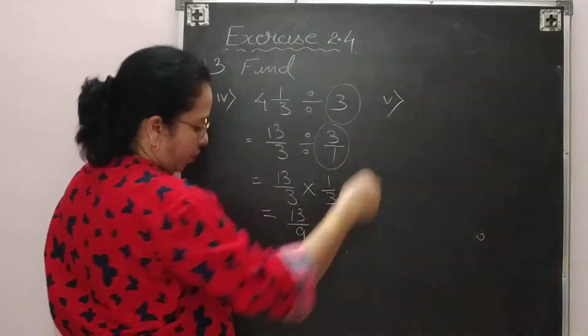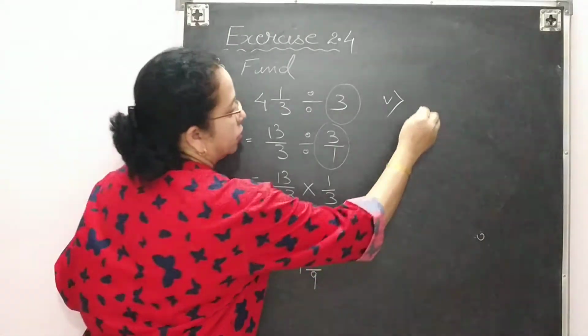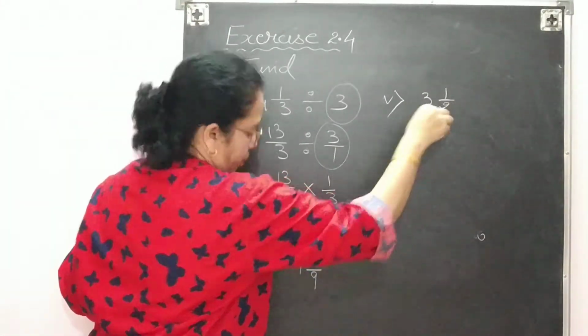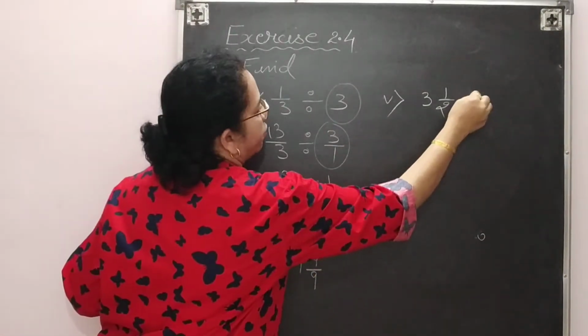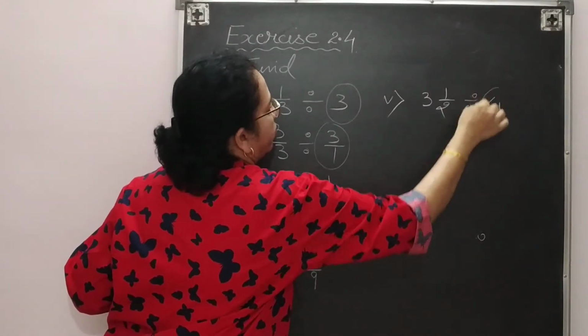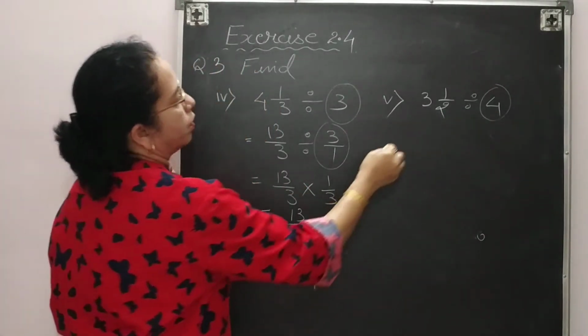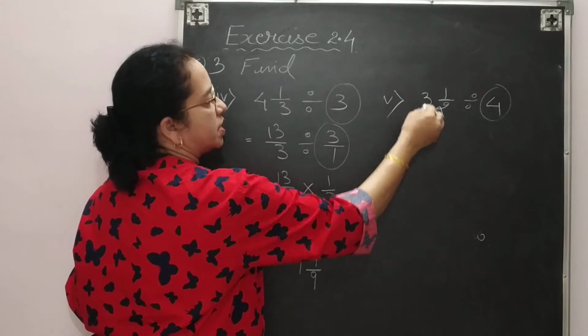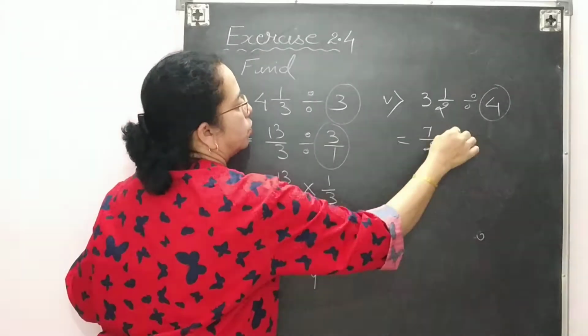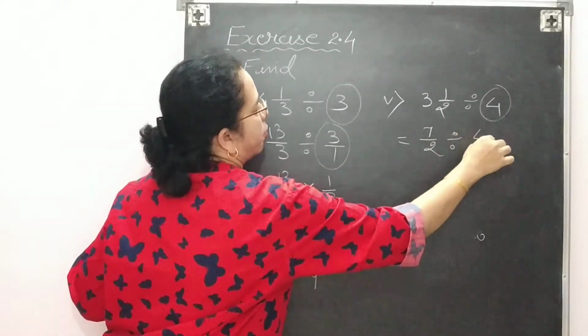Now let me solve the fifth sum. The fifth sum is 3 is to 1 by 2 divided by 4. So again we need to take the reciprocal of this 4. So 2 3s are 6 plus 1, 7 by 2 divided by 4 upon 1.